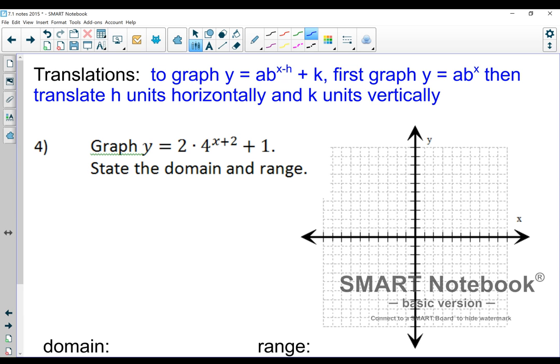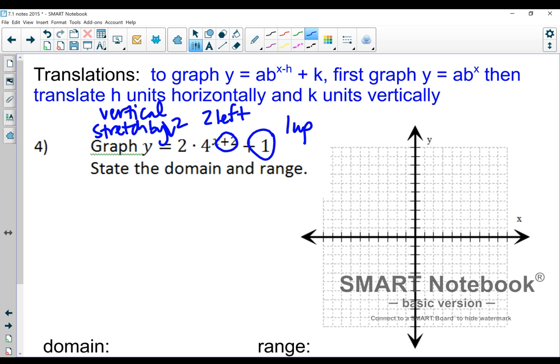So with my first graph where it says 2 times 4 to the x plus 2 power plus 1, this plus 2 here is going to move my graph 2 units left. The plus 1 is going to move it 1 unit up. And the 2 times is going to vertically stretch by 2. So those are all the different things that those numbers are doing.